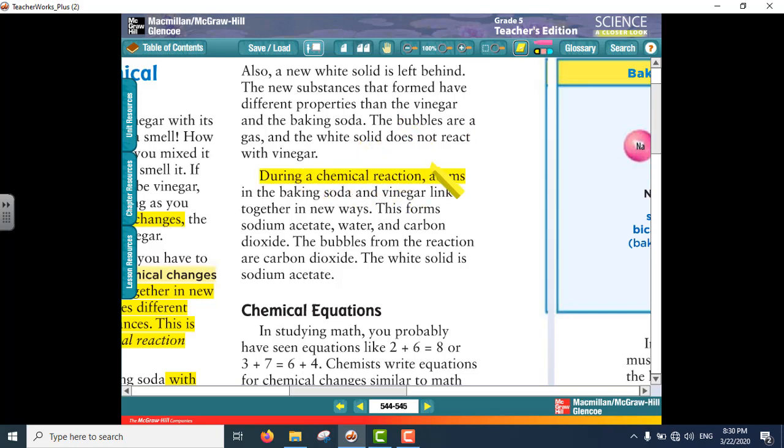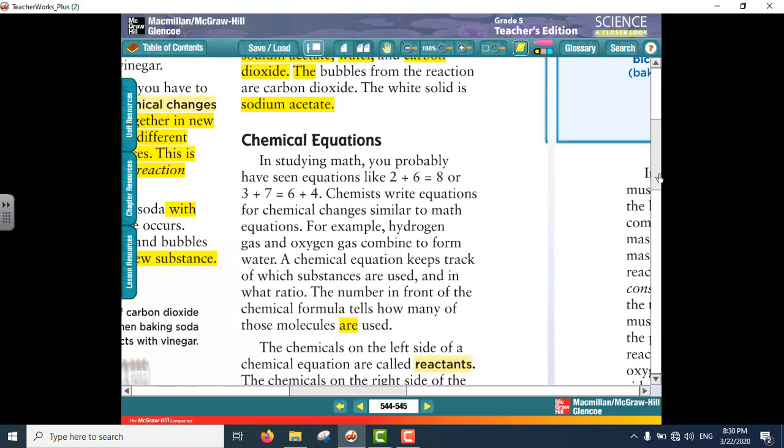During a chemical reaction, atoms in the baking soda and vinegar link together in a new way. In a new what? A new way. This forms sodium acetate. This new substance is called what? Sodium acetate. And water and carbon dioxide gas. These are called products. The bubbles from the reaction are carbon dioxide. The white solid is called sodium acetate. So now we have new substances, okay? So it's a chemical reaction or chemical change.